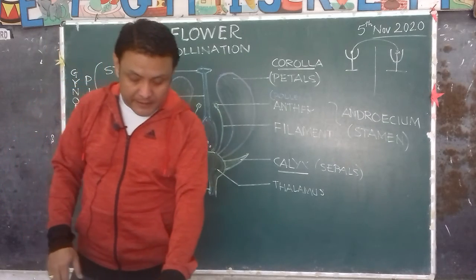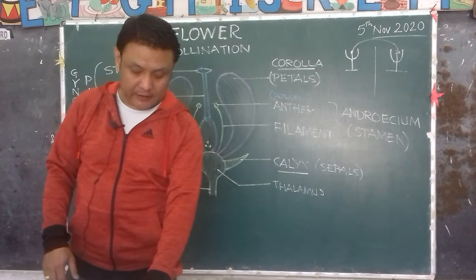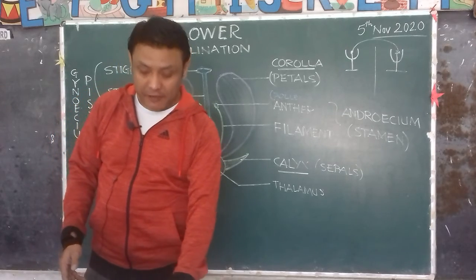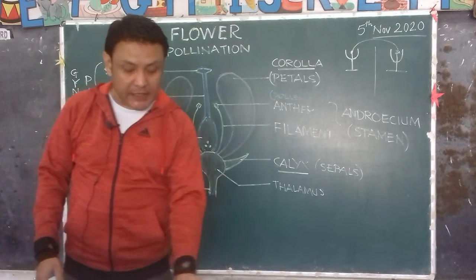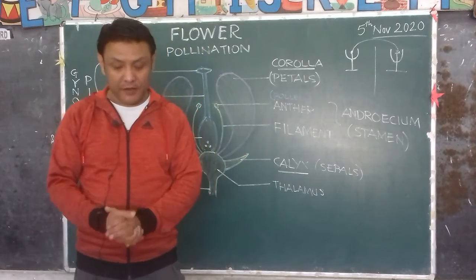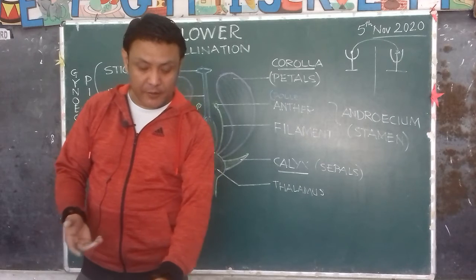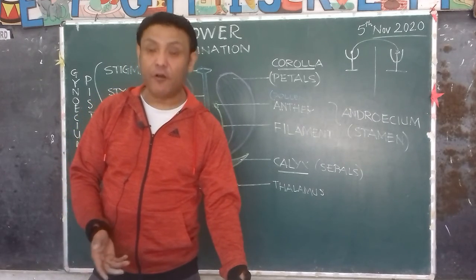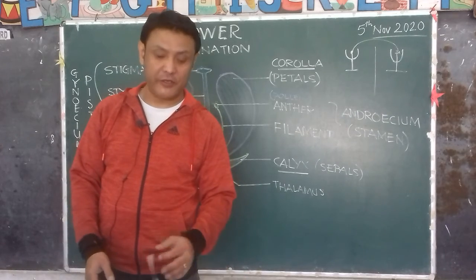So these are the differences between cross-pollination and self-pollination. In the next class, we are going to deal with different agents of pollination, and we will talk about artificial pollination, fertilization, seed formation, and fruit formation.